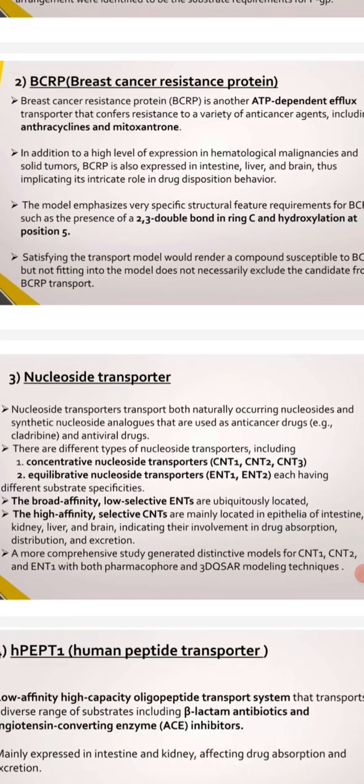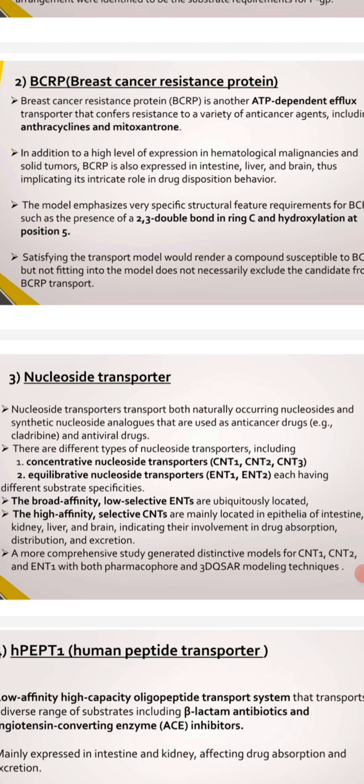Next, the third one, nucleoside transporters. Nucleoside transporters transport both naturally occurring nucleosides and synthetic nucleoside analogs that are used as anti-cancer drugs, for example cladribine, and antiviral drugs. Different types of nucleoside transporters are the concentrative nucleoside transporters CNT1, CNT2, CNT3, and the equilibrative nucleoside transporters ENT1 and ENT2. Each has different substrate specificities.